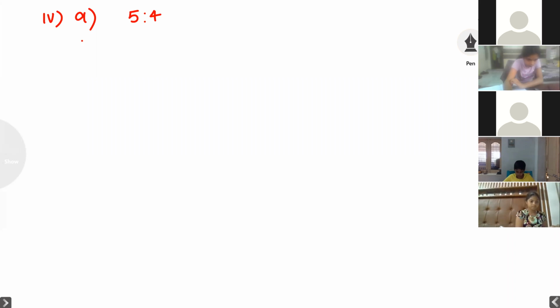B question. Number of squares to all figures inside the box. How many squares are there? 1, 2, 3. And total how many shapes are there? Count, everyone. 3, 6, 9, 12. 3 is to 12 is equal to 1 is to 4. 3 ones are 3, 3 fours are 12.